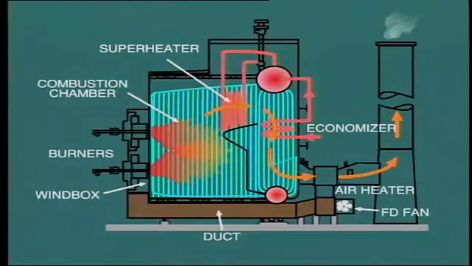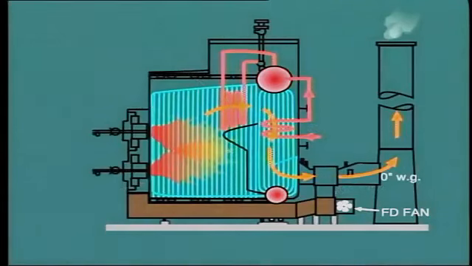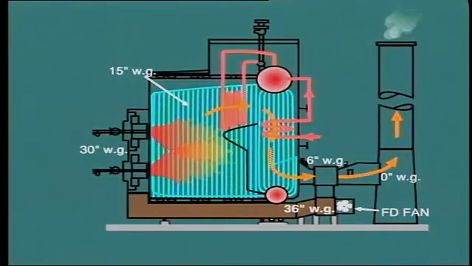All of these components offer resistance to flow and so create a pressure drop at each point. If we assume that the pressure at the bottom of the chimney is zero gauge pressure, we will find that as we move back through the system, the pressure has to increase to be the highest at the FD fan discharge.